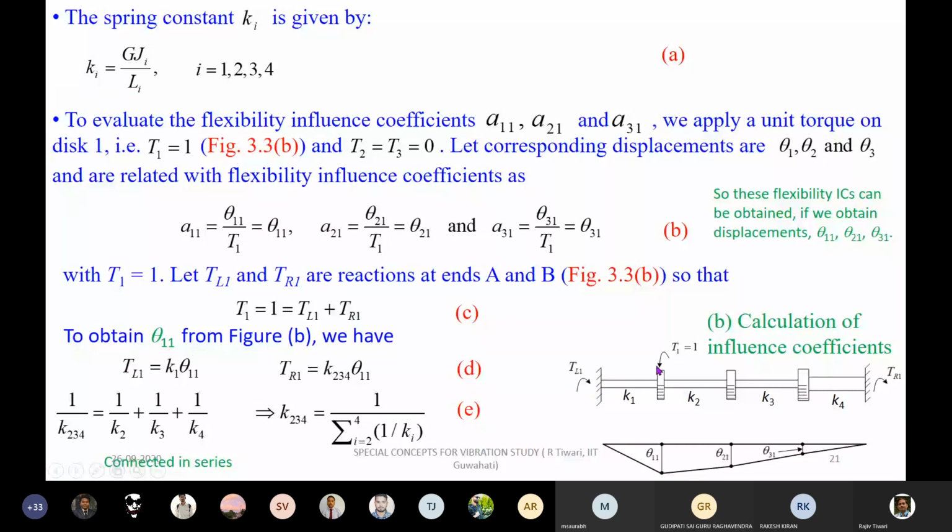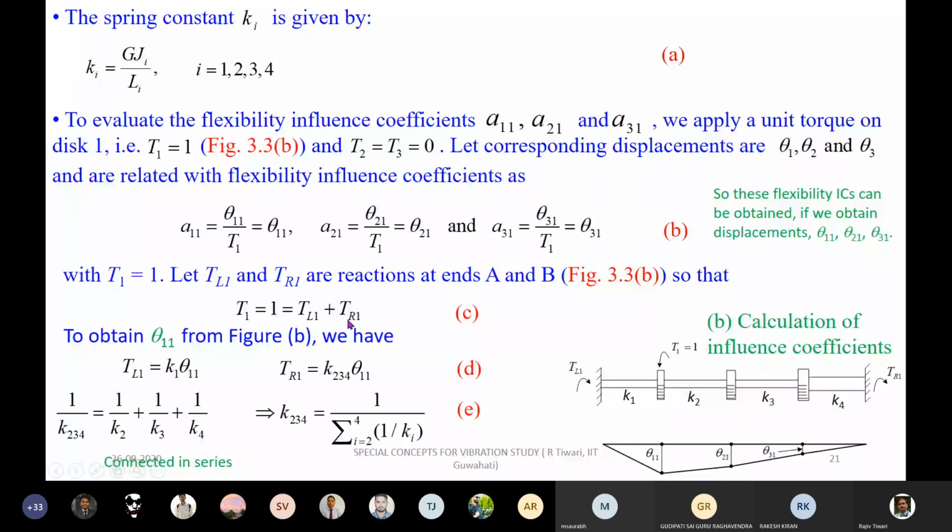So we can see that this torque will be equal to the summation of the left torque and the right torque, because they are reactions, so they should balance each other. So P1 is equal to 1, if we are assuming that, should be the summation of these two reaction torques at the left support and the right support.